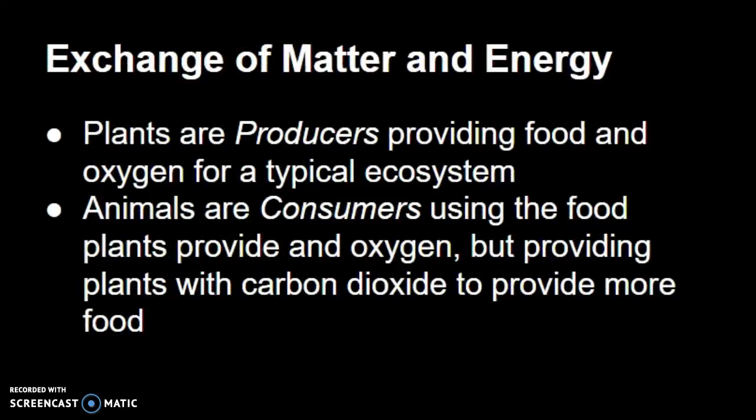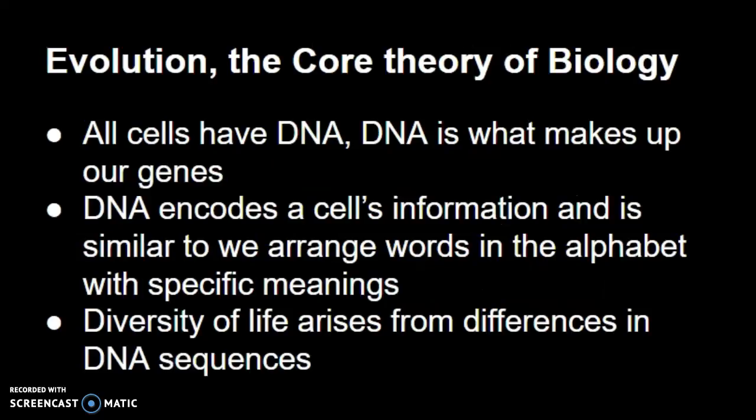Okay, so we're always exchanging matter and energy, which comes from two things. We have our plants that are producers, they provide food and oxygen. Animals are consumers using the food plants provide, but also the oxygen, and they replace it with carbon dioxide for the plants who need that again to produce.